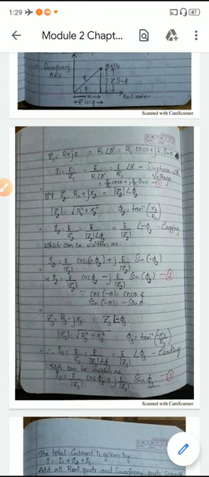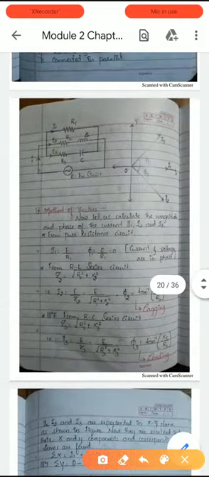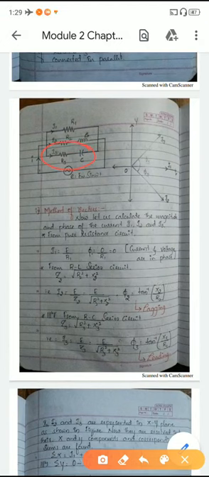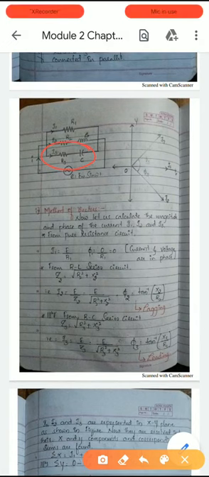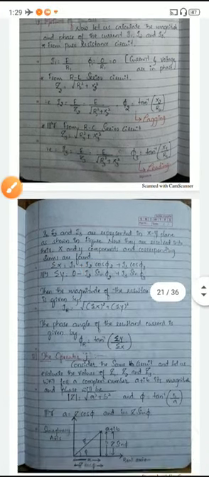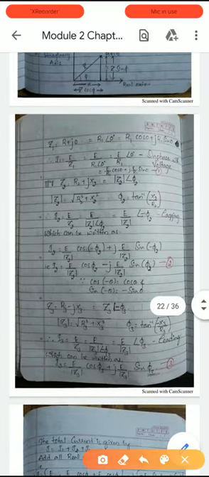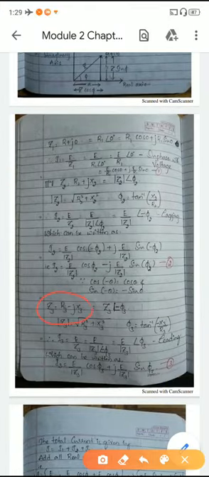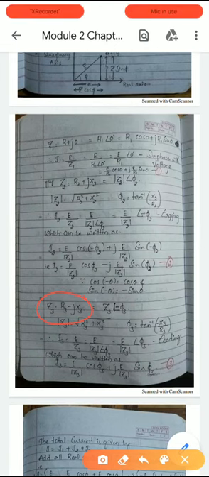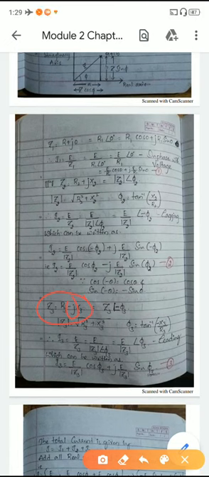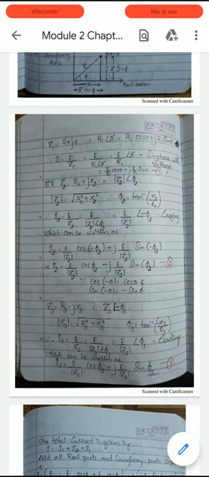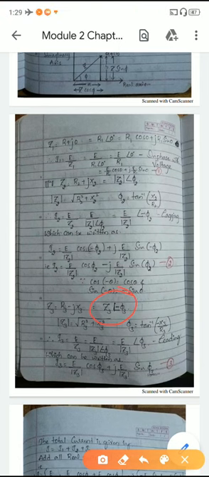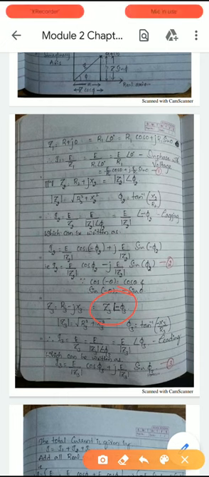Now we will go for the third branch, which consists of R3 and C. So now we will calculate Z3. What is Z3 here? Z3 is nothing but R3 minus jX3, minus because it is a capacitance circuit. If you want to write that in polar form, that will be magnitude of Z3 angle minus phi 3. Again the magnitude will be under root of R3 square plus X3 square, and phi 3 will be tan inverse of imaginary part divided by real part, that is minus X3 divided by R3.